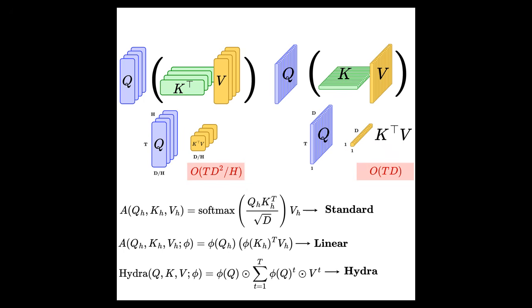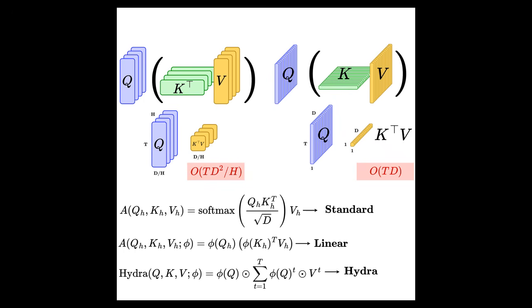But in vision transformers, T itself scales with image resolution squared. So if you double the resolution of an image, the number of tokens increases by 4. And since attention is quadratic in tokens, the total computation increases by 16 times. That's fourth power scaling with resolution. And so we need something better.